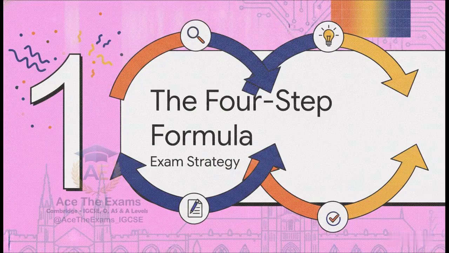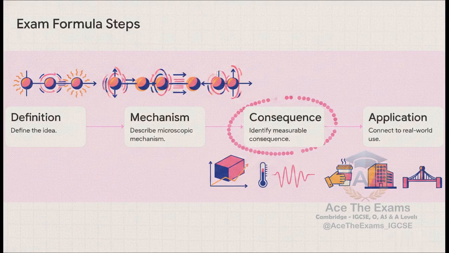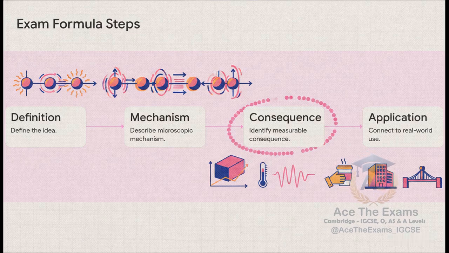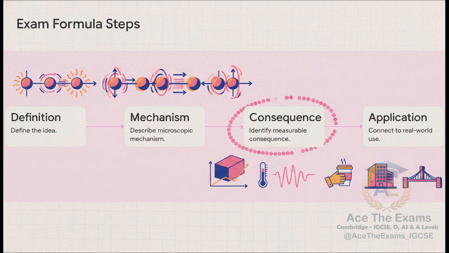Section 1. The 4-step exam formula. So here is the master formula. It's an absolute game changer. To secure those top marks on extended answers and truly prove you grasp the physics, examiners want to see these 4 specific stages, and they want them in exact order.